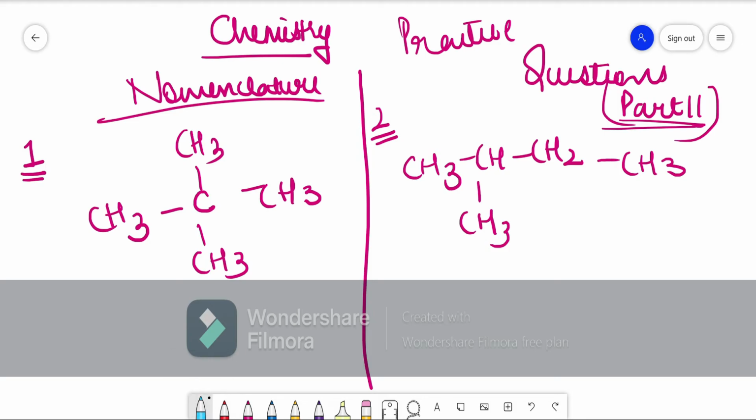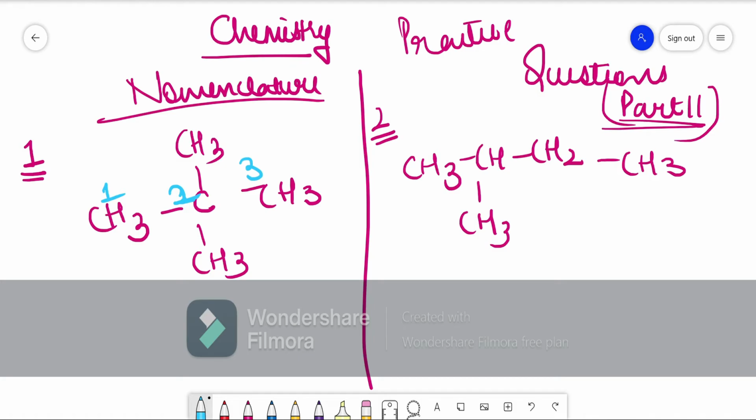We all know what nomenclature is. Nomenclature is naming, assigning names to the organic compounds. So if we see this particular organic compound and start naming the carbon atoms, how many carbon atoms are present? Only one? No. See, just CH3 is also a carbon. So 1, 2, and 3. So 3 carbon atoms are present in this particular hydrocarbon.